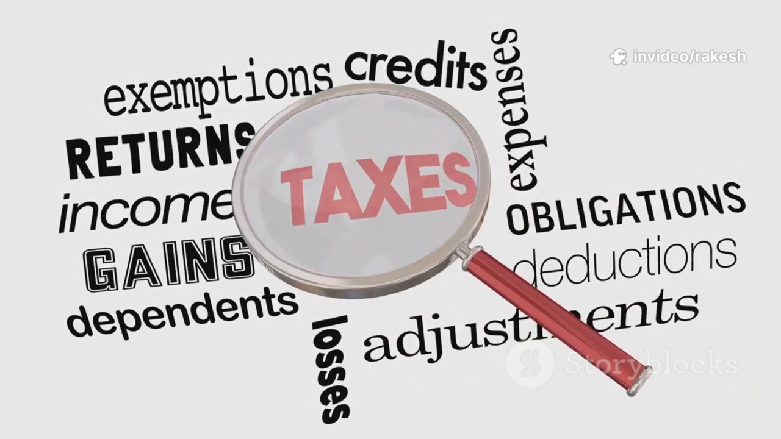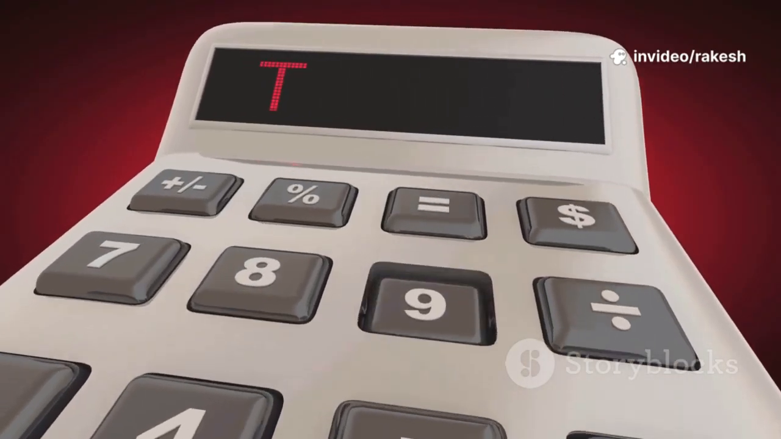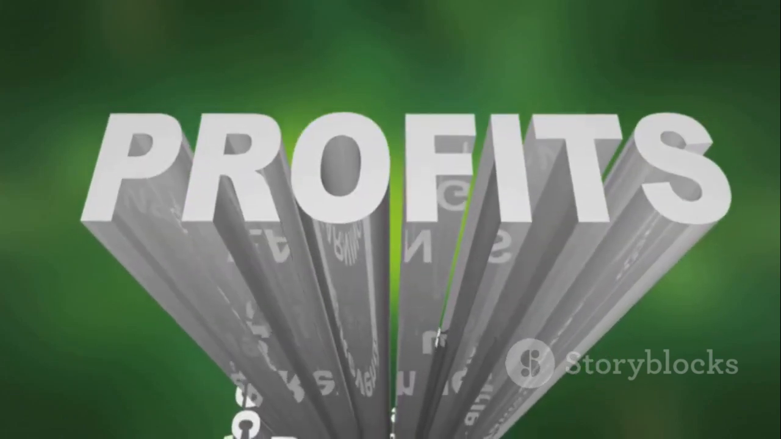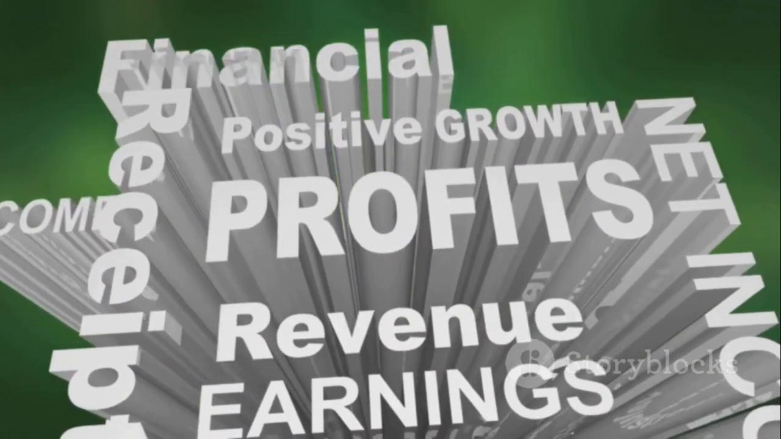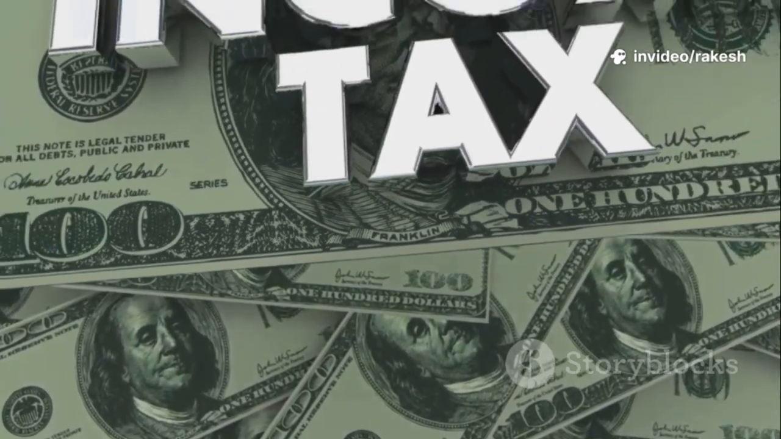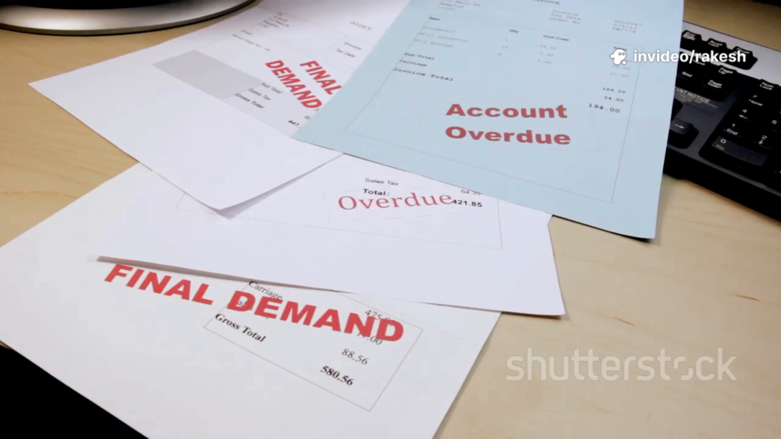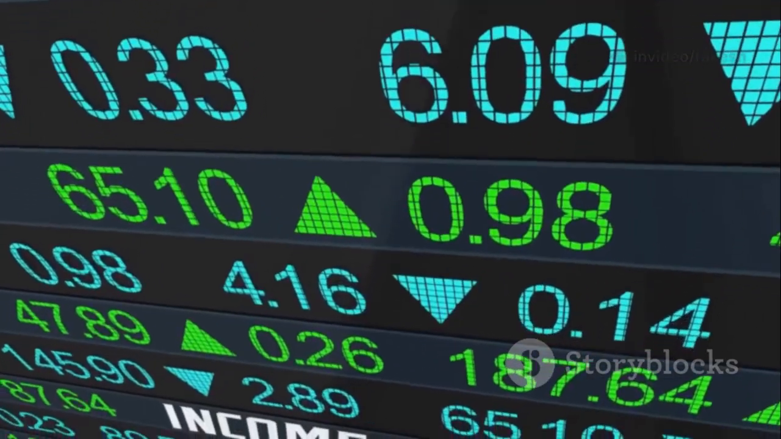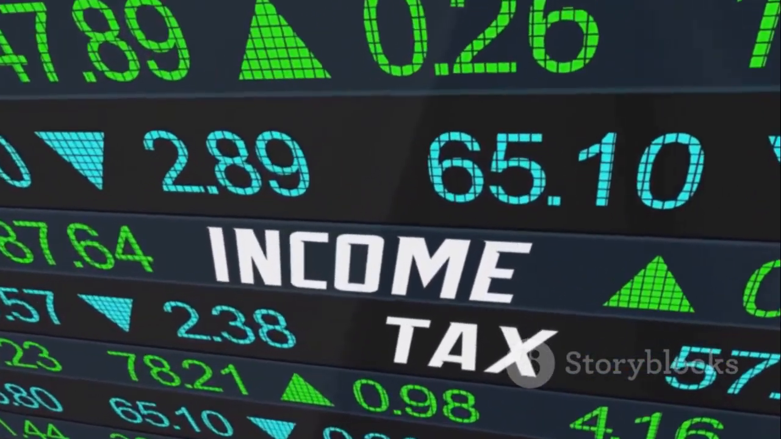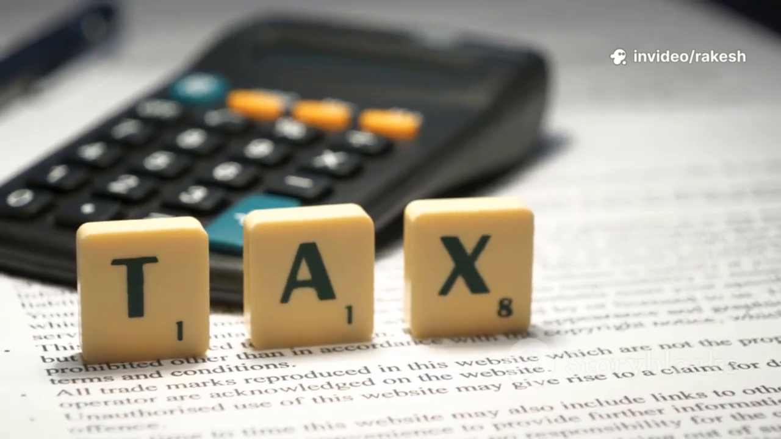One key section, 115JA, sets rules for how companies calculate taxable profits, especially through something called Minimum Alternate Tax, or MAT. MAT ensures even profitable companies pay a minimum tax, closing loopholes from clever accounting. Today, we'll focus on how MAT treats provision for doubtful debts, money set aside for customers who might not pay. Should this provision be part of a company's taxable profit? A recent court case has clarified this, and we'll unpack it step by step.